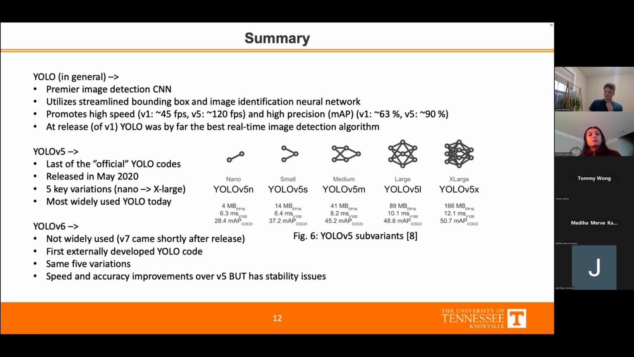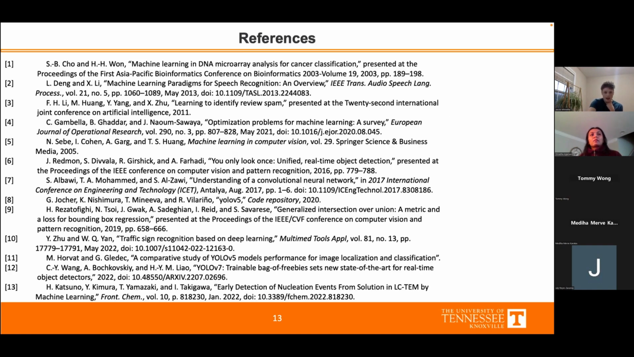YOLO v6, by the same token, is not very widely used, and this is in large part because YOLO v7 came out very shortly thereafter. YOLO v6 was the first externally developed code and featured the same 5 variants, nano to extra large, with speed and accuracy improvements over v5, but had stability issues. So here are my references, and with that concludes the main presentation component of my talk.